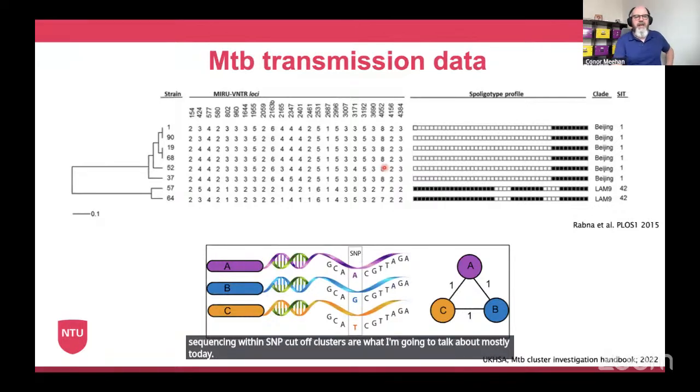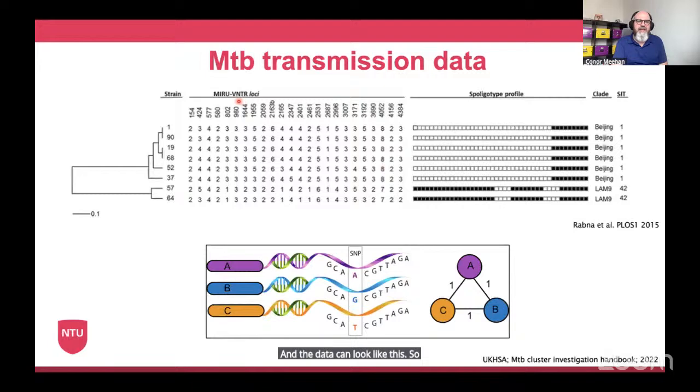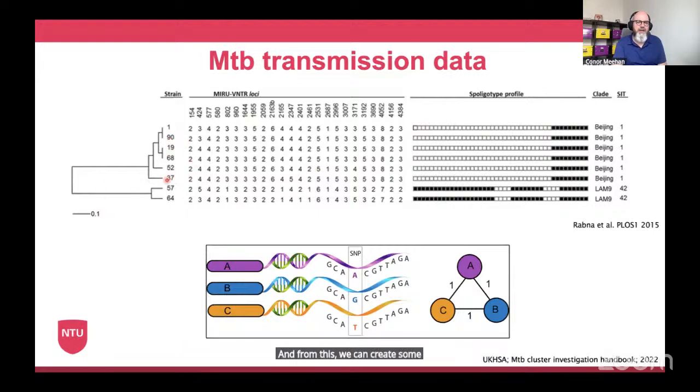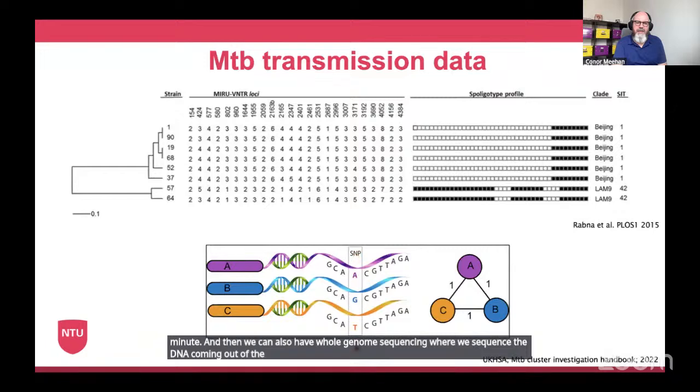And the data can look like this. This is our MIRU-VNTR loci, where we've got the number of the direct repeat at each of these different loci. We've got a spoligotype pattern here where you see the spacer is absent in all of these and present here, present in all of these and absent here. From this, we can create some kind of tree, and I'll talk about this in a minute. And then we can also have whole genome sequencing, where we sequence the DNA coming out of the bacterium. Here you can see that there's a SNP that differs between these three isolates, and we would create some kind of network like this.